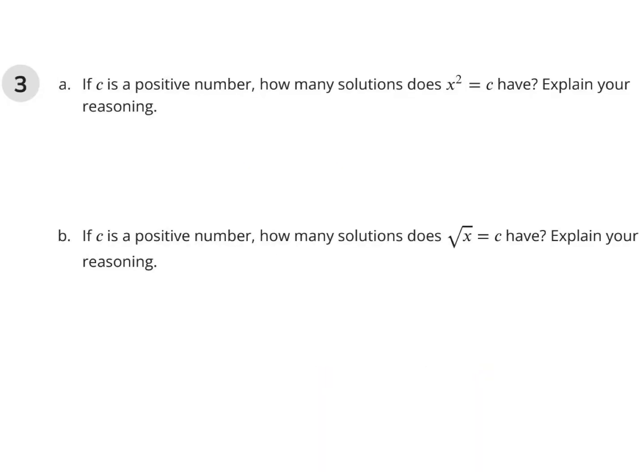If c is a positive number, how many solutions does x squared equals c have? So you take the square root of both sides. If c is positive, x will be positive square root of c and or negative square root of c. So plus or minus root c. So it has two solutions.